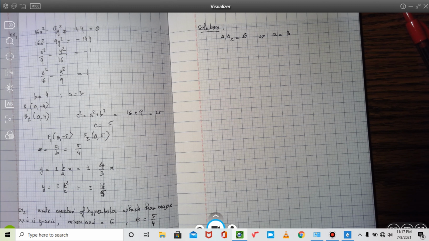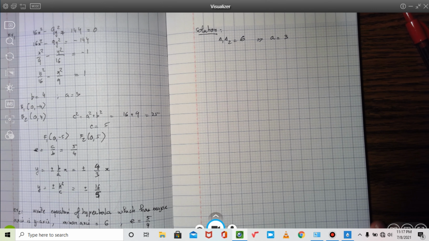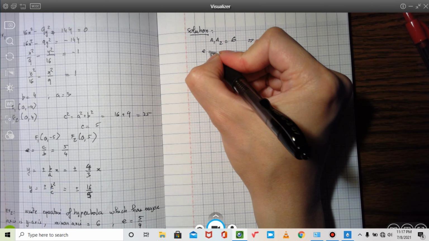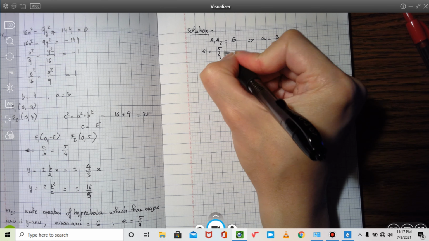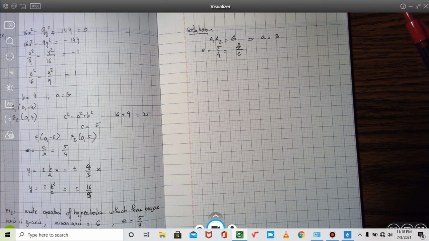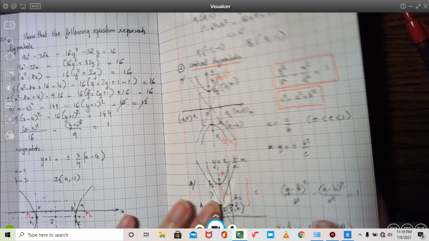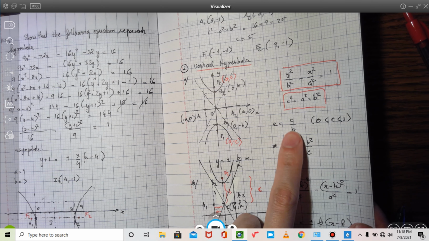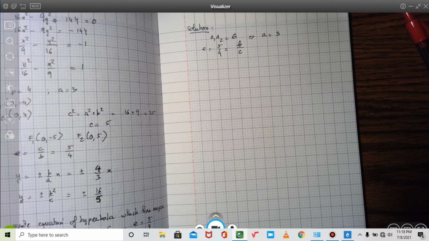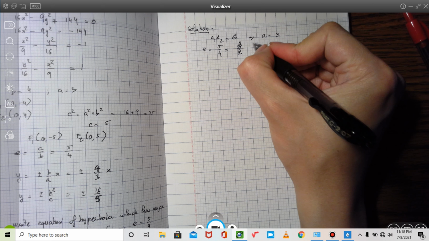Because you want to write the equation, you need to find a and b. You got a from that information already. Now you need to find b. So we know that e equal to 5 over 4, and according to eccentricity, e equal to c over a. I'm sorry, see? e equal to c over b, not b over c. So c over b.